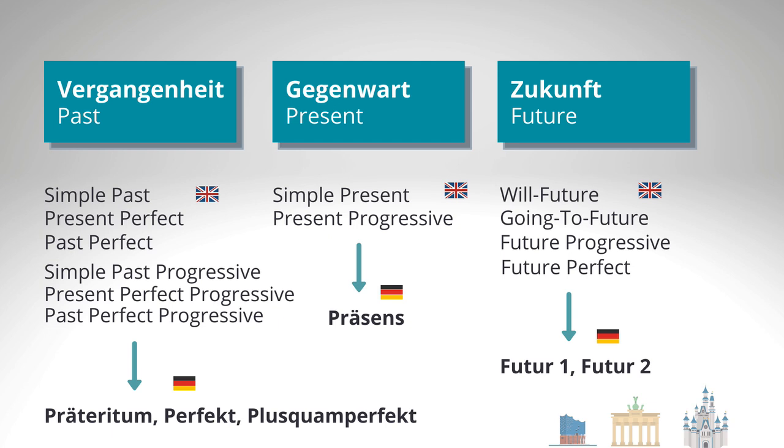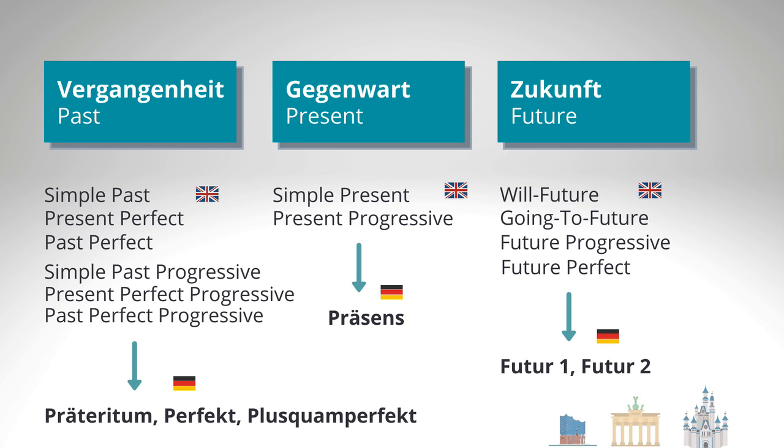Now, for now, it doesn't matter how these tenses are formed. It's just important that you know that in German we don't have any progressive forms, and that's why we can cut the number of tenses in English in half and we get the amount of tenses that we have in German. English has 12 tenses and German only has 6. That's good news, isn't it?